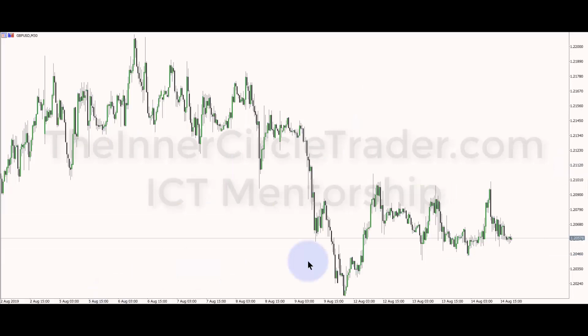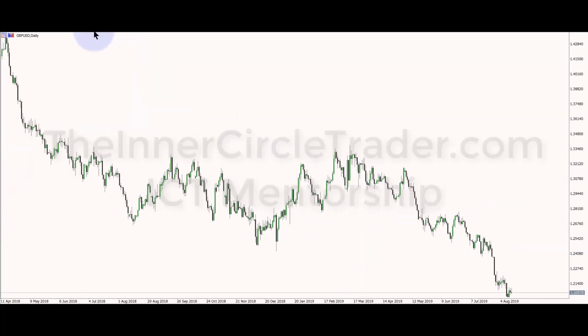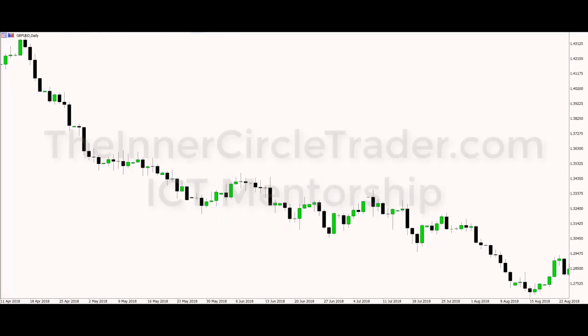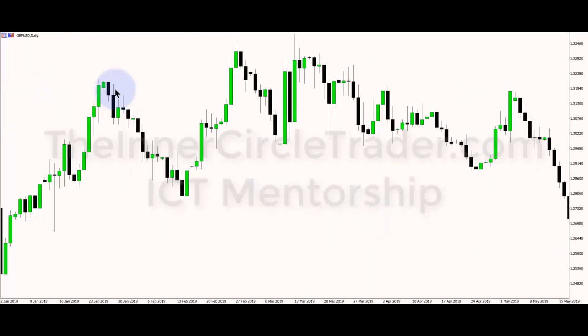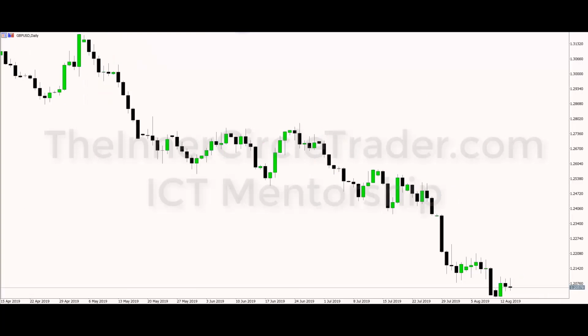Pound Dollar on a 15-minute time frame, it's sitting sideways here. If you go out to a daily chart, this is what I was talking about on Twitter. I said when we were trading up into the fair value gap on a daily chart, we had a small little fair value gap. We pumped up into that. I said, okay, start paying attention to it.